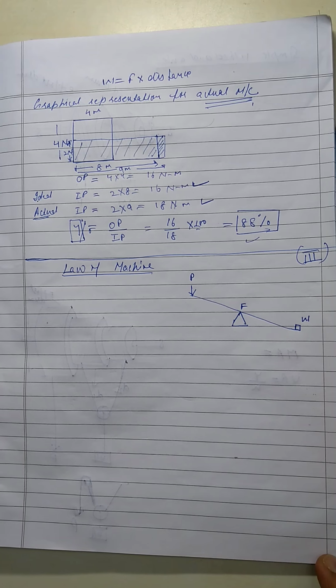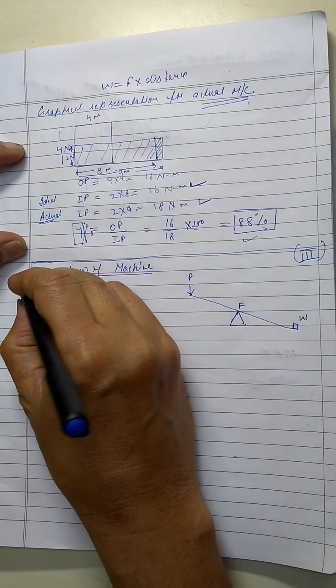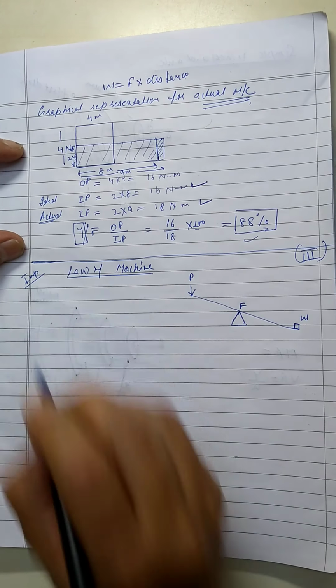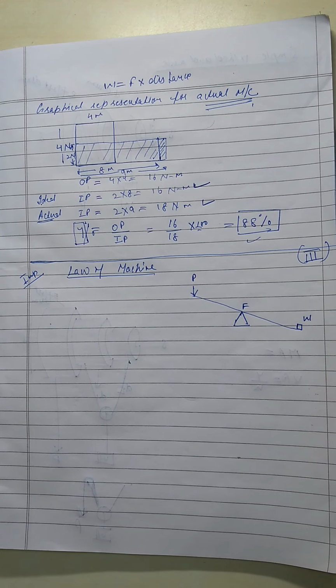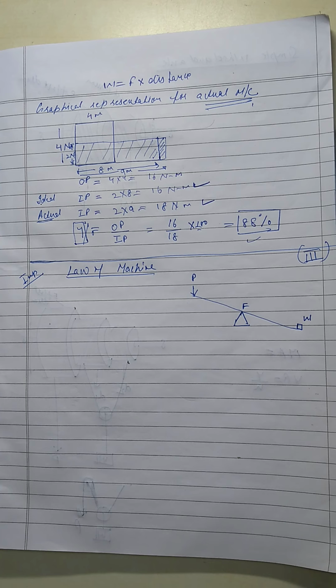Now the topic with which I am starting is law of machine. This is also one of the important topics, and many numericals are based upon this law of machine. First of all, how to define the law of machine? Basically, the law of machine is a relationship between the load lifted and the effort applied in case of a simple lifting machine.